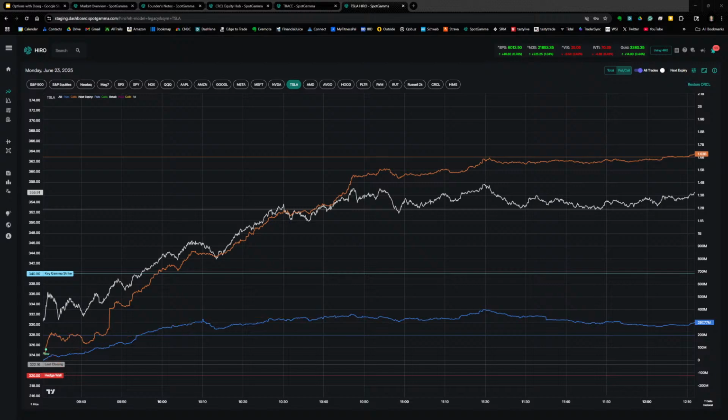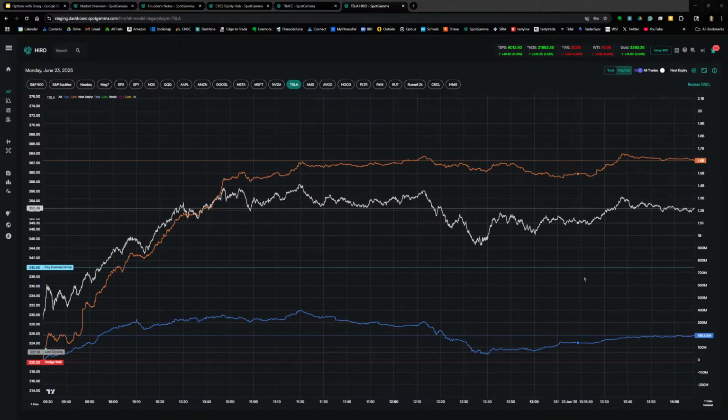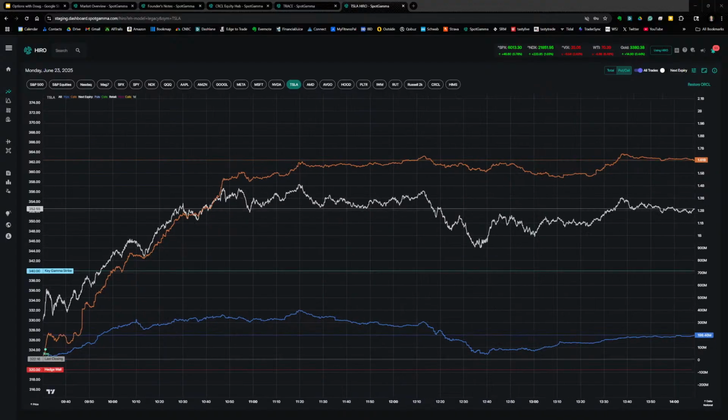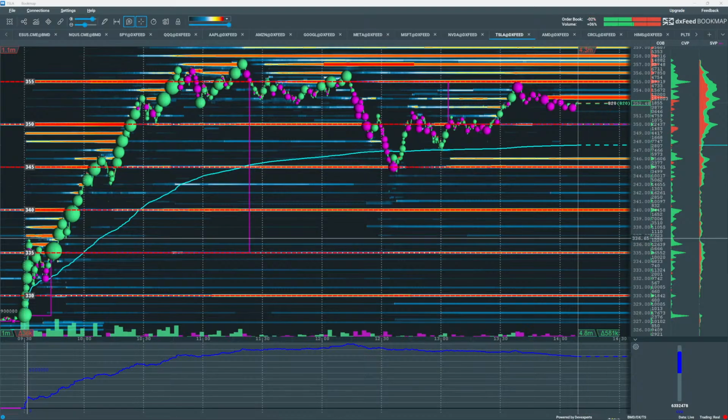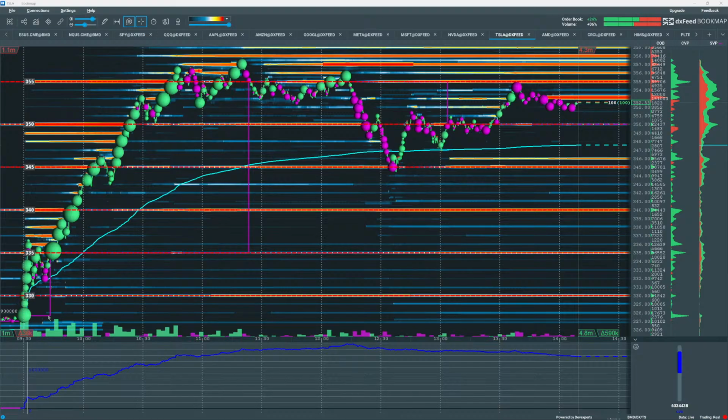Zoom out. All right, so the call buyers finally took the foot off the gas right around 11:20, and Tesla's consolidating. So back to Bookmap. And look at all the green volume dots up to 355, where Tesla finally found resistance as the call buyers took their foot off the gas. Rising cumulative volume delta. So traders buying calls and buying shares of Tesla.